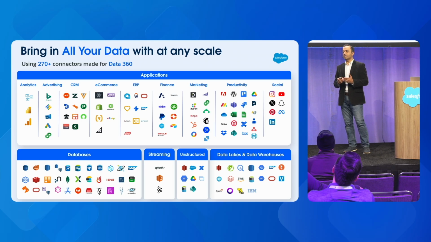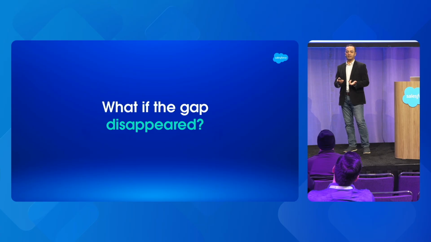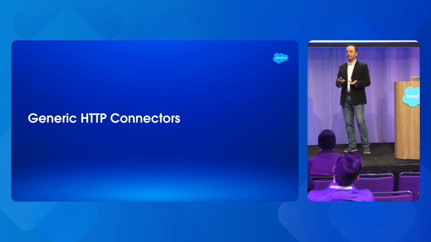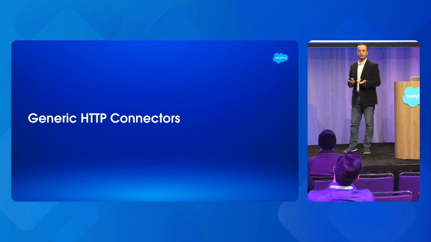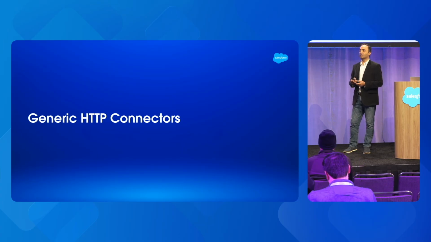Even with all these investments we have made over the last few years, we know that we have not covered all the applications which might exist in your enterprise. That gap is always there because enterprises use a lot of applications. But what if that gap disappeared? What if you could bring in data from any source system which has a publicly available API? And that's where we want to talk about a generic HTTP connector.